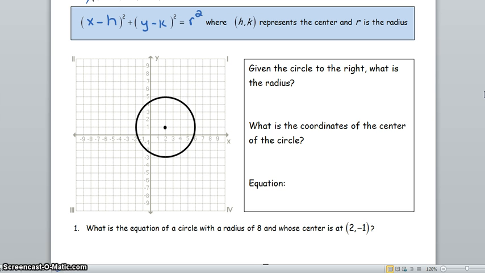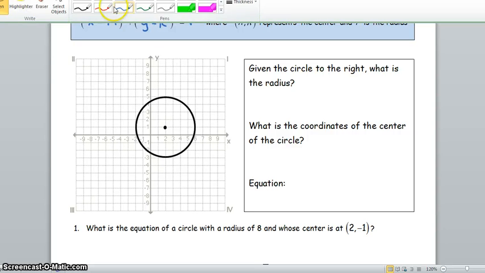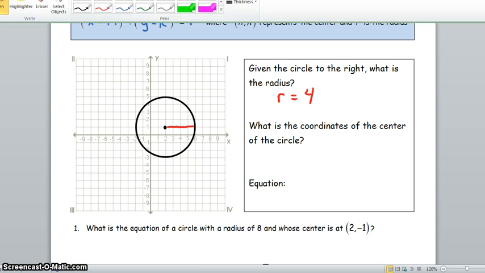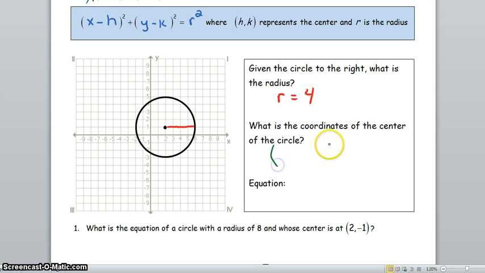Given the circle to the left, what is the radius? We can find the radius by counting out from the center: 1, 2, 3, 4 units, so the radius equals 4. Second thing I want you to find is the coordinates of the center. Remember, it's x comma y. So the center point here is at 2 in your x direction, 1 in your y direction.